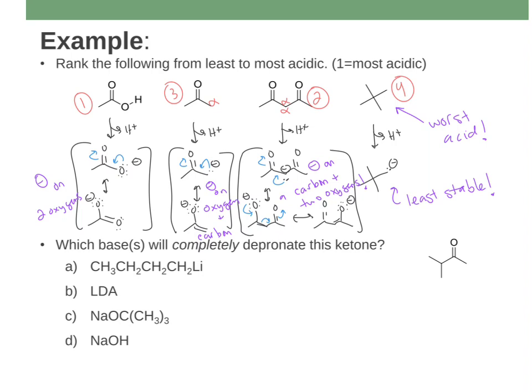So in this second question, I'm asking which base or bases will completely deprotonate this ketone. And when I say completely deprotonate, what I mean is that it's a very strong base. So if I look at the first one, this is butyl lithium, right? This is basically like having a negative carbon and a positive lithium. So it is a very strong base. That would absolutely work to deprotonate a hydrogen in an alpha spot here, right? Alpha hydrogen, alpha hydrogen. It would absolutely deprotonate that. Its pKa is really high.